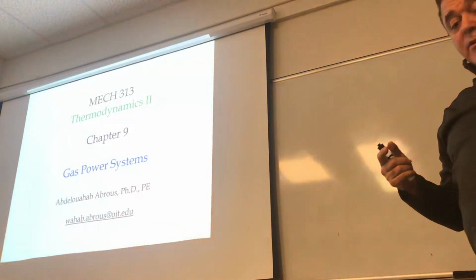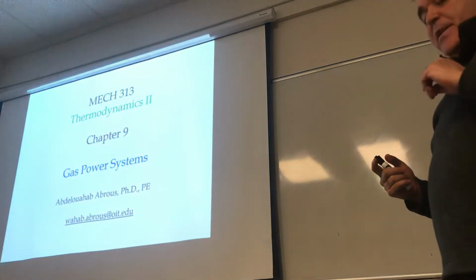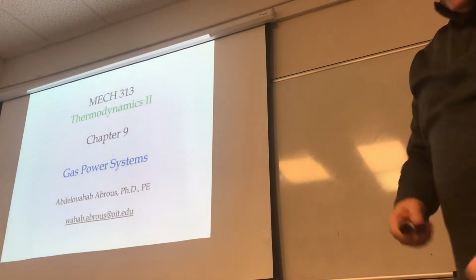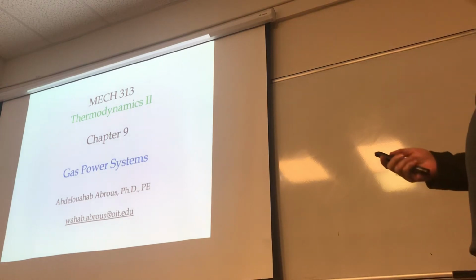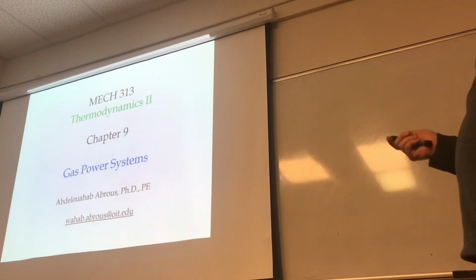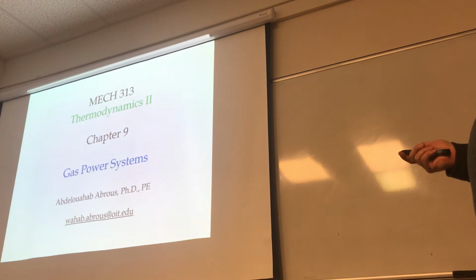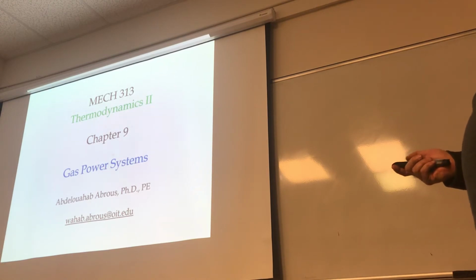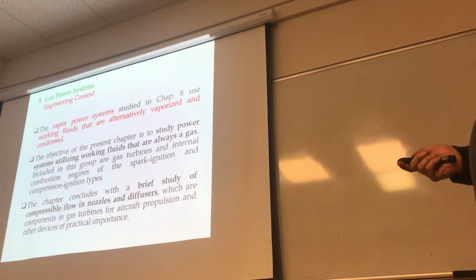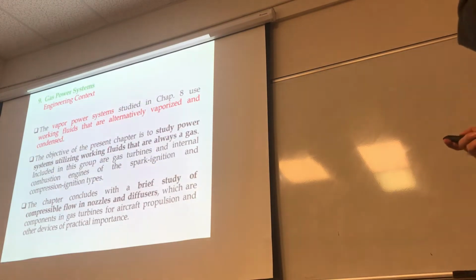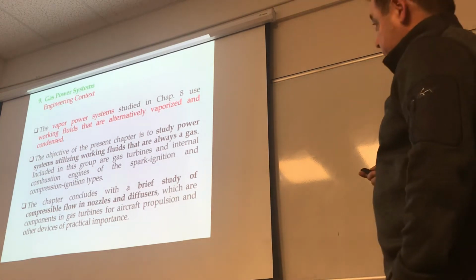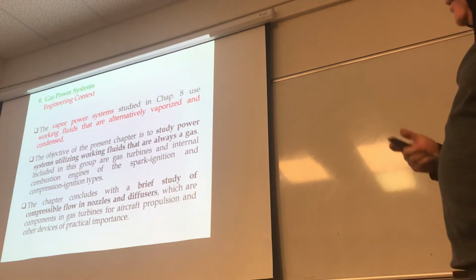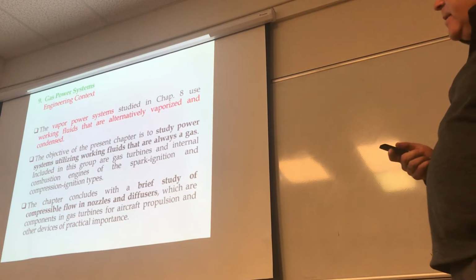Now, not all power cycles, by definition, work with fluids. Some of them work with air, just through combustion. For example, let's go through this in here. Vapor power cycles or systems studied in chapter 8 use working fluids that are alternatively vaporized and condensed. So you alternate the vaporization and condensation.